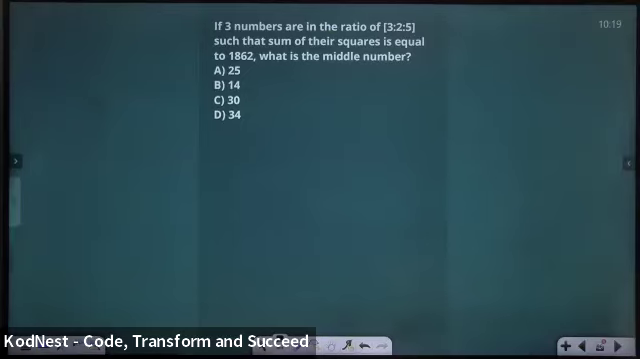All right, so please try this question. Three numbers, ratio is given, sum of the squares is given. What is the middle number?